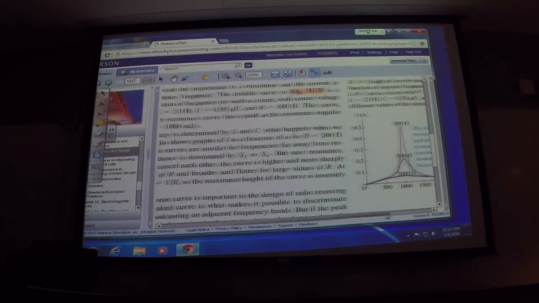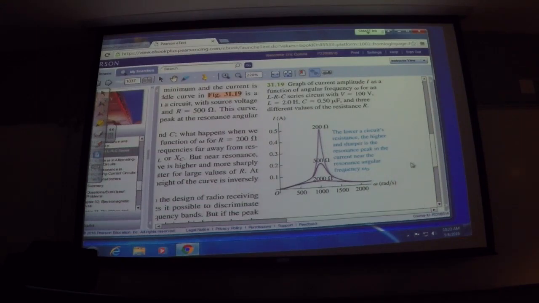So this is your peak values, and they actually use different ones. They give you the voltage is 100 volts, that's your generator here. They give you an inductor and a capacitor, 2 henries and 0.5 microfarads. Those are pretty large, but they wanted to make it so that it resonated at 1,000 radians per second there. So they wanted to make the number nice.